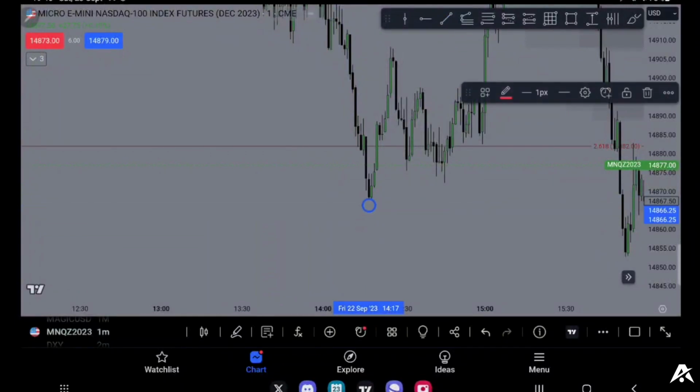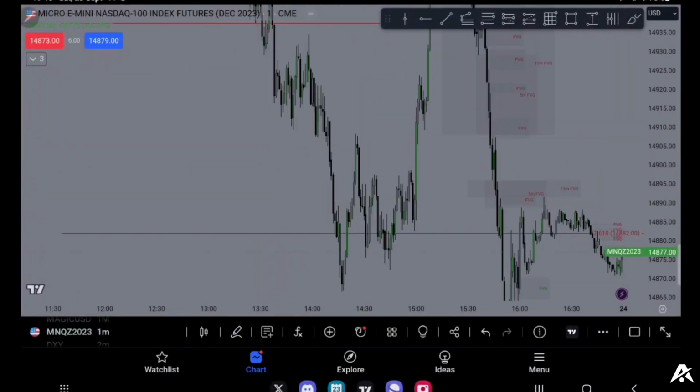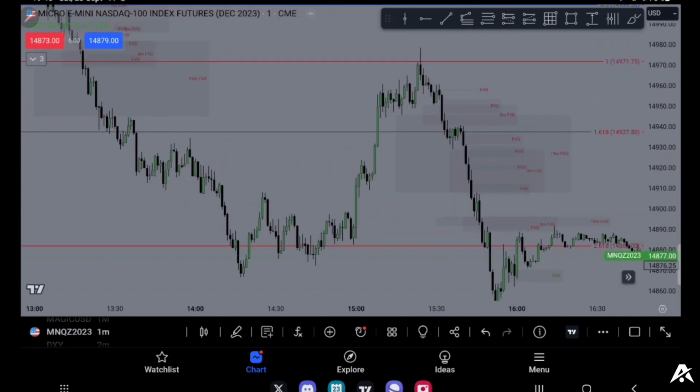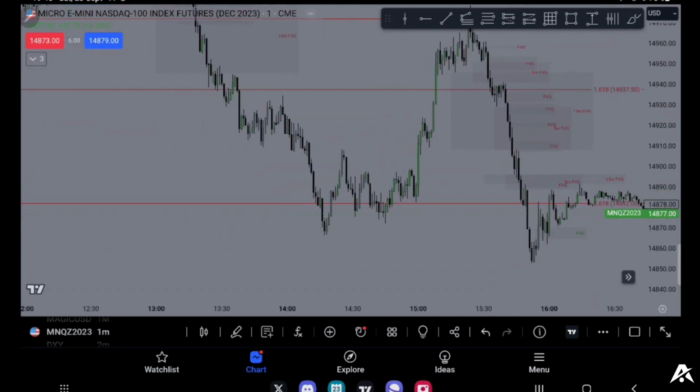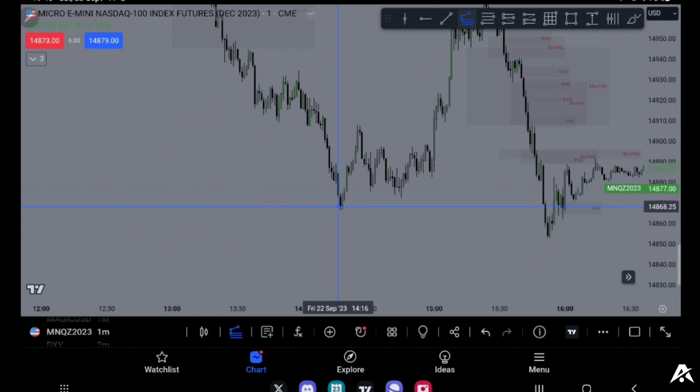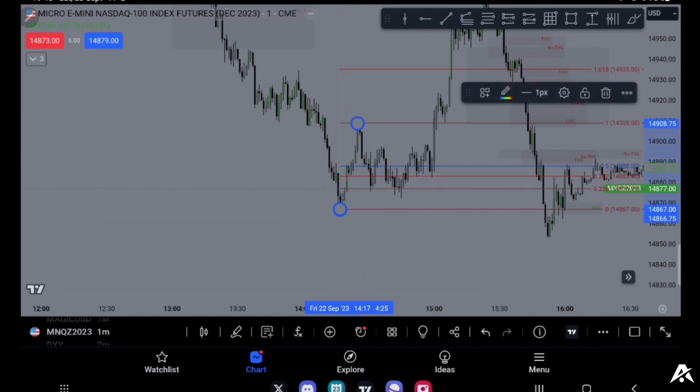And I did take this long, and I literally took it all the way up to this 1 fib. But the point being is that these fibs are very, very powerful tools. Although for me, again, secondary confluence, because for me, the most powerful thing is price and time.